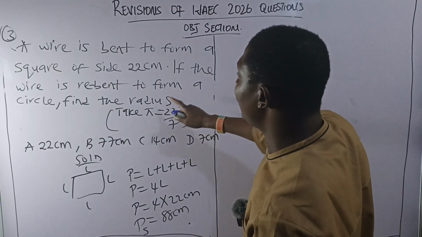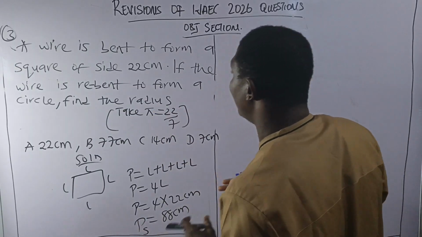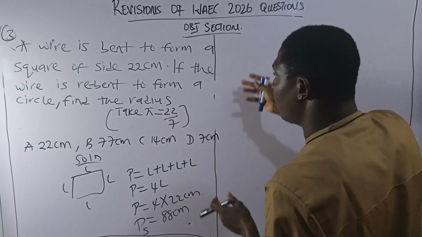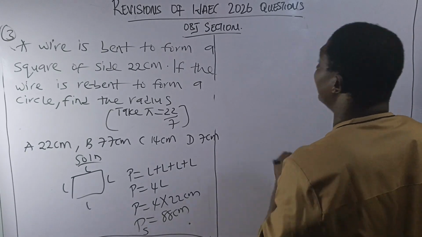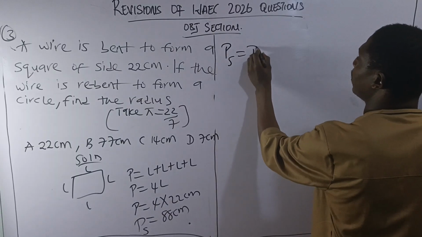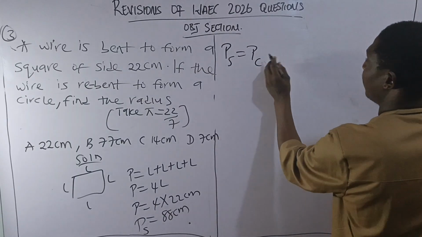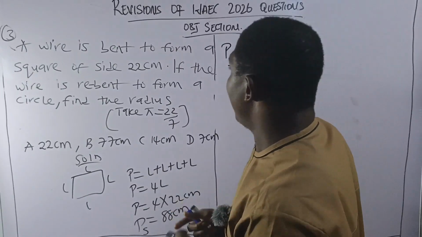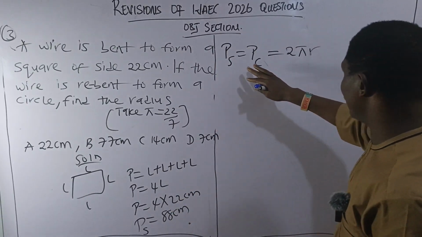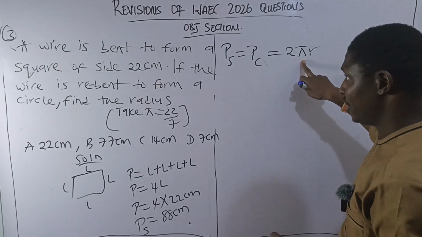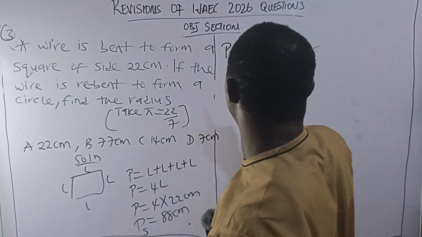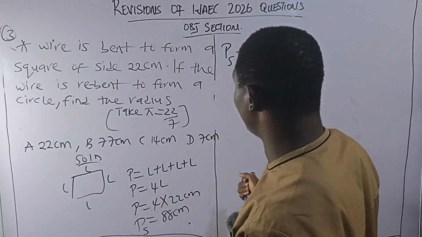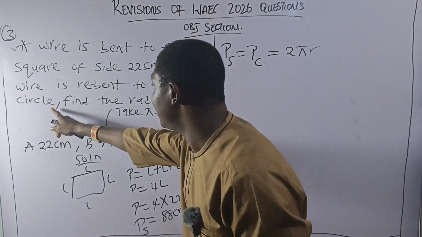Now, they said if the wire is rebent to form a circle. If the wire is rebent, it simply means the length of the wire remains the same. If the length of the wire remains the same, then the perimeter of the square will be equal to the perimeter of the circle. And the perimeter of the circle is equal to 2 pi R. Now, take note, the perimeter of a circle is the same thing as the circumference of a circle. They are all 2 pi R. Now, the perimeter of a square is equal to the perimeter of the circle, since the length of the wire was not altered. They only changed the dimension to form a circle.